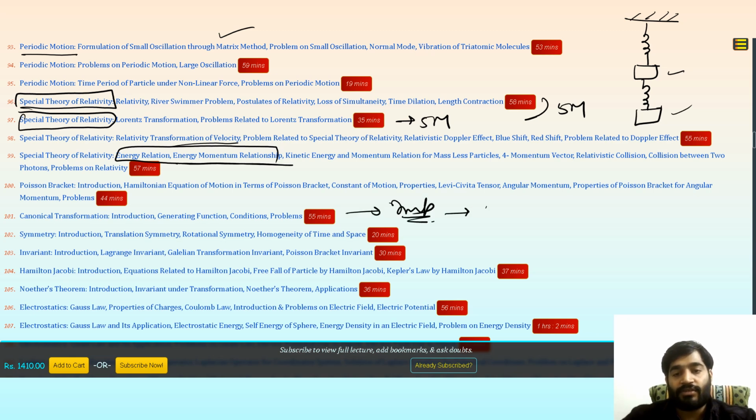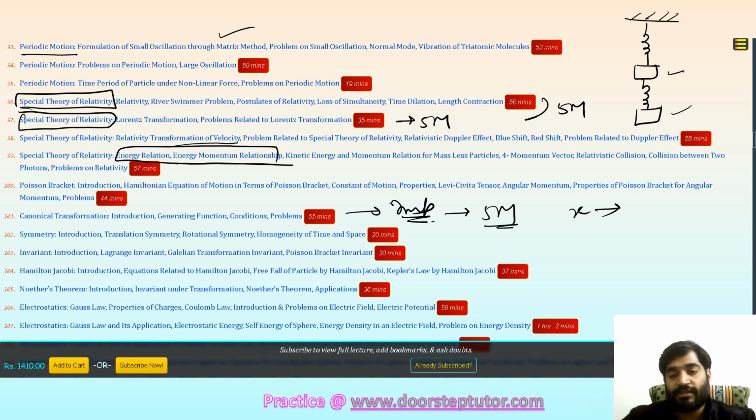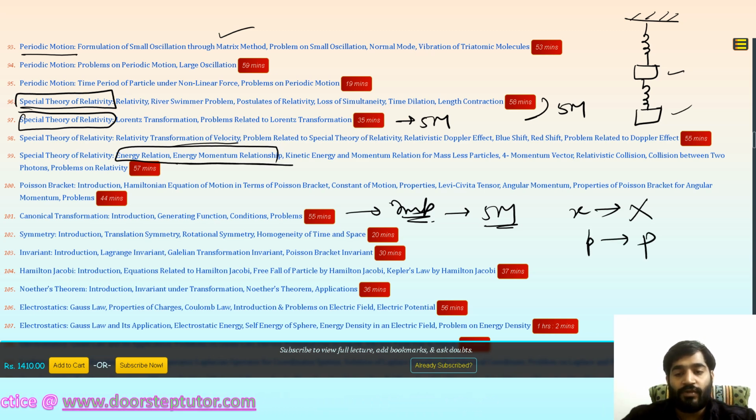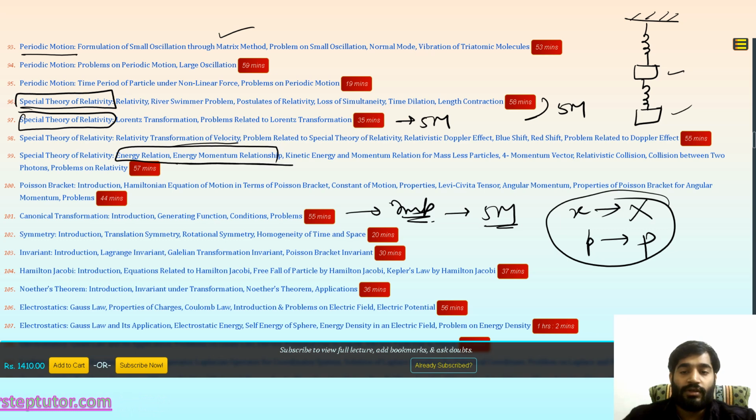This year a 5 marks question was asked, in June 2023. If you remember, x was given in terms of a capital X and small p in terms of capital P. So you had to find the relation between them, something with alpha and beta. Okay, so this is also important.